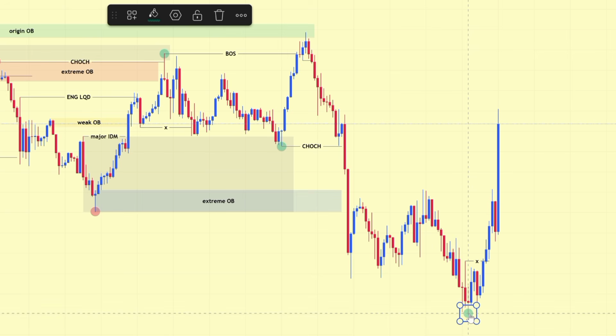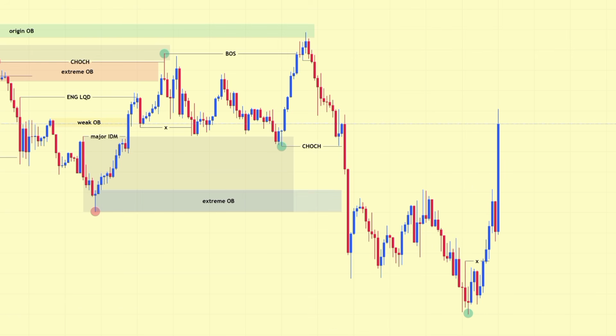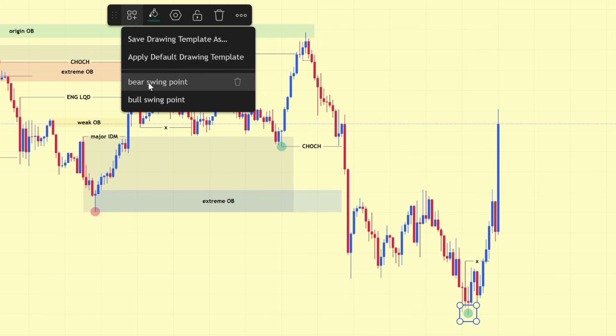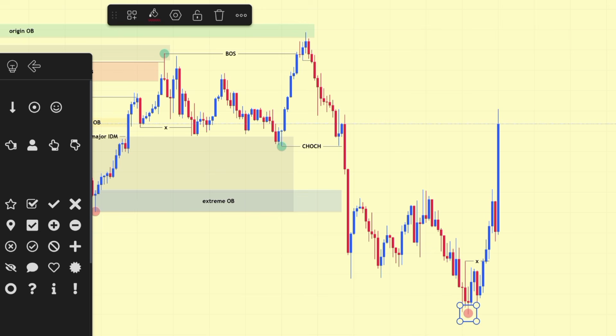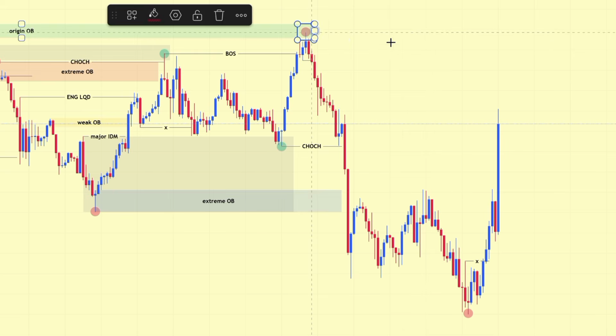Okay, so this one here is our swing point low and of course our swing point high. Swing point low, meaning bear swing point. So this one is what we call a bear swing point. And of course, this one here is our high.